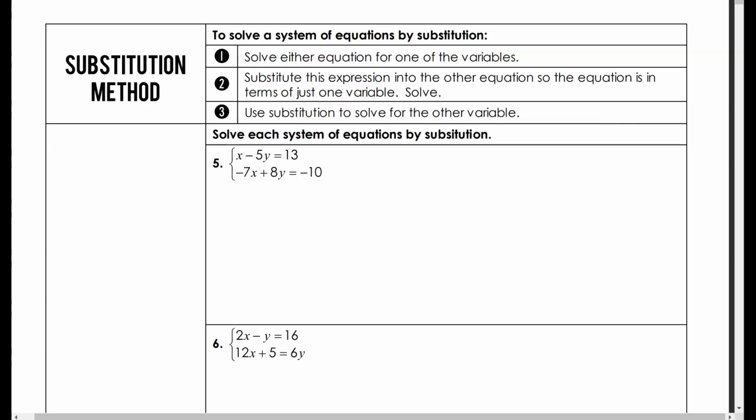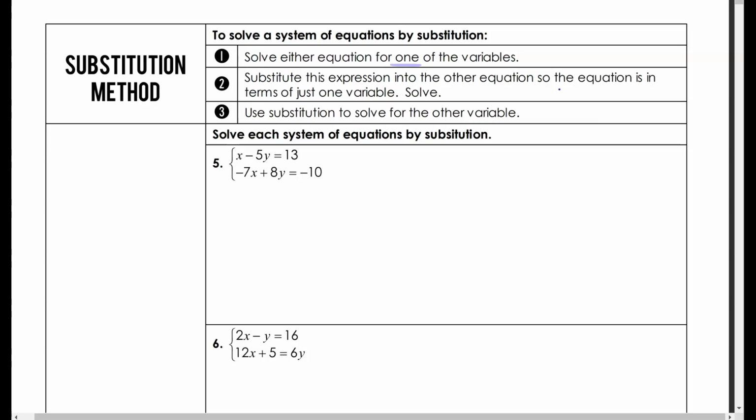Another way to solve a system of equations is to do it by the substitution method. So in order to use the substitution method, now the next two methods are going to be algebraic methods. So to solve a system of equations with substitution, solve either equation for one variable, and then we're going to substitute that into the other equation, and then we're going to solve like we would just a one variable equation.